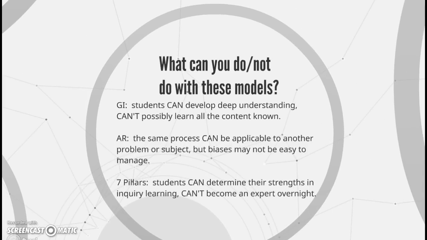In guided inquiry, students can be expected to achieve deep understanding of a topic or concept. However, they cannot be expected to learn all the content on a subject. In action research, the same process may be applicable to another problem or subject. However, biases can play a role within the process. In the 7 pillars model, students can determine their strengths and weaknesses in inquiry learning while simultaneously conducting research. But they can't become an expert overnight. This is simply unrealistic. Using this model over time will help students grow in their information literacy skill set.